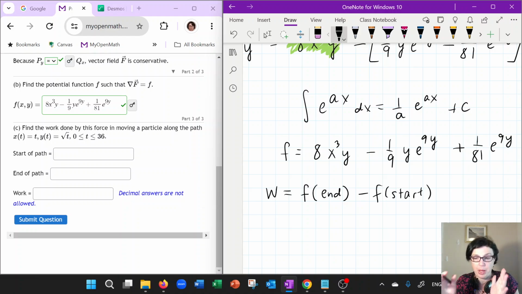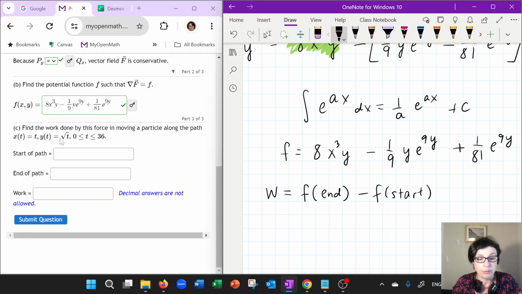It just means we are plugging in something for x and y and then something for x and y and subtracting, and we don't even have to integrate because we are done. That's all there is to it. And it looks like they give you a square root function, right? It's t square root of t, and it looks complicated. What am I supposed to do?